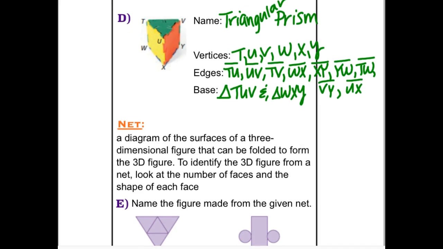A net is, I know this is long, a diagram of the surfaces of a 3-dimensional figure that can be folded to form the 3D figure. To identify the 3D figure from a net, look at the number of faces and the shape of each face. So before you freak out about how long that is, I'm going to shorten it for you. A flattened version of a 3-dimensional figure. And then you do want to put this second part in your notes.